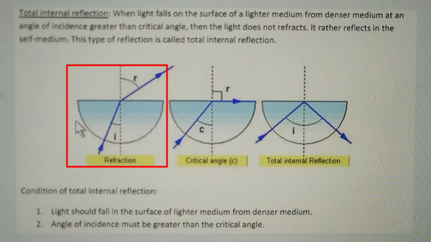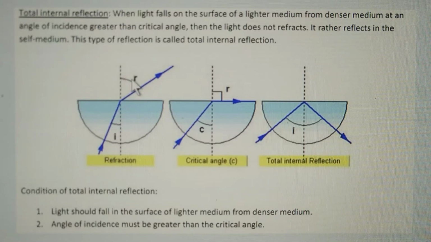Look at the first diagram. In this diagram, the light simply refracted. Actually, this is water and this one is air. So light travels from water to air. That means denser medium to the lighter medium, and light is refracted. So this is the angle of incidence and this one is the angle of refraction.